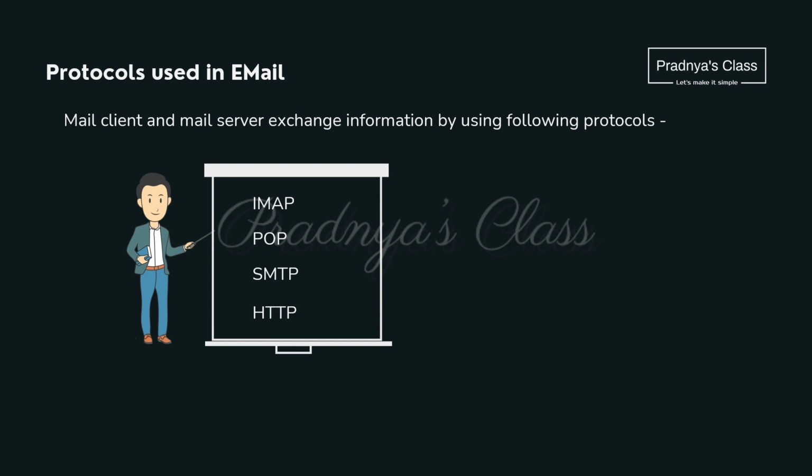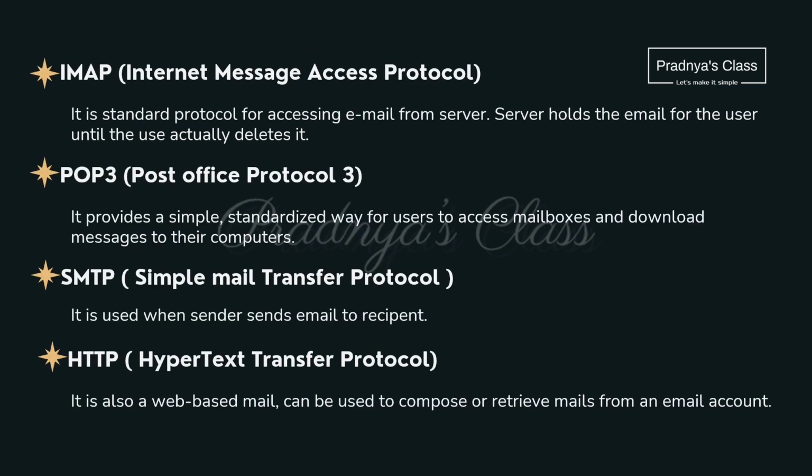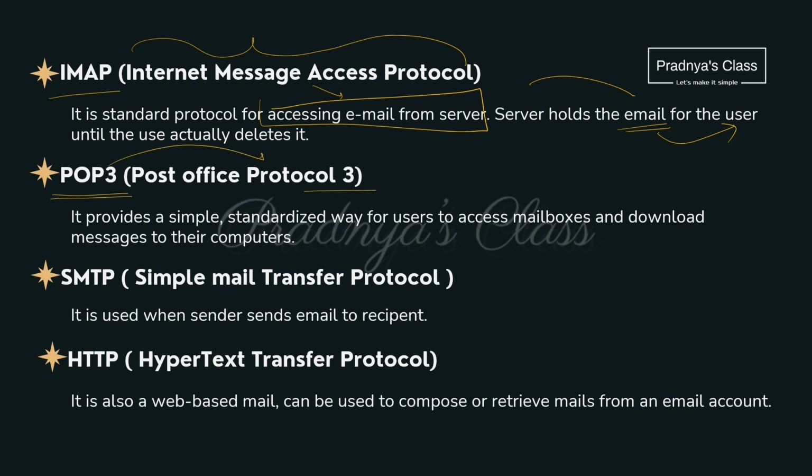Now let's discuss some of the protocols that we are going to use while sending email. The first one is IMAP, Internet Message Access Protocol. This is used for accessing email from the server. It holds the email for the user. The second one is POP3, Post Office Protocol 3. Keep in mind the full form of the protocols. It allows the user to access mailboxes and download messages.